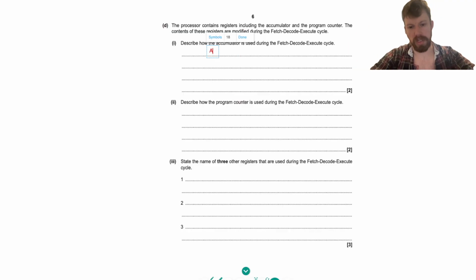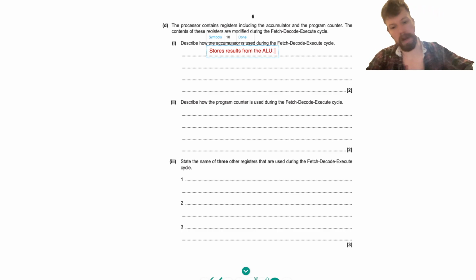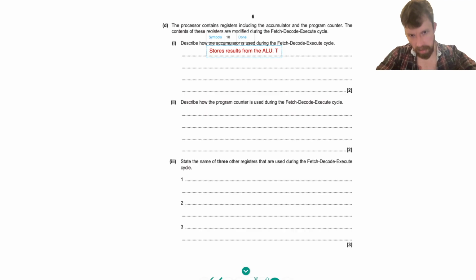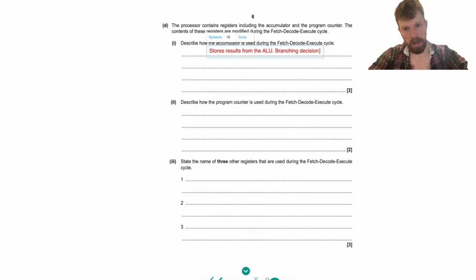So let's make that point. Let's still use our GCSE knowledge: it stores results from the ALU. Okay, that's going to get us a mark, but we've got to make two points, and that's the hard part. This is the A-level thing that I would add: branching decisions are made from here.